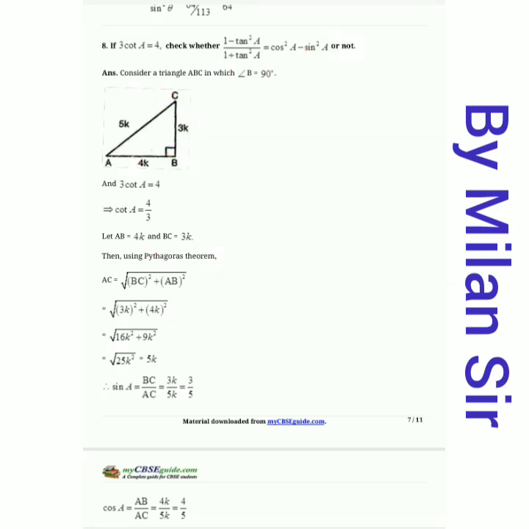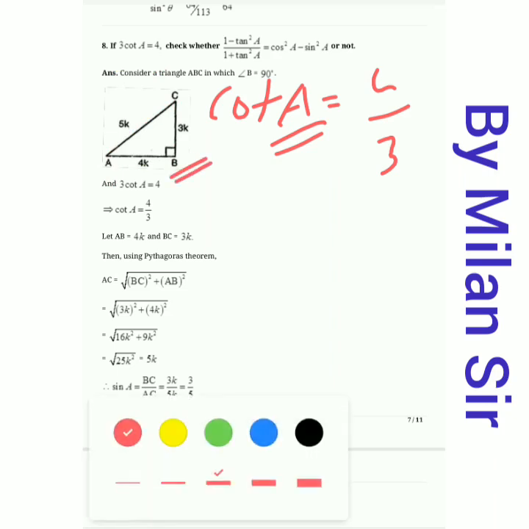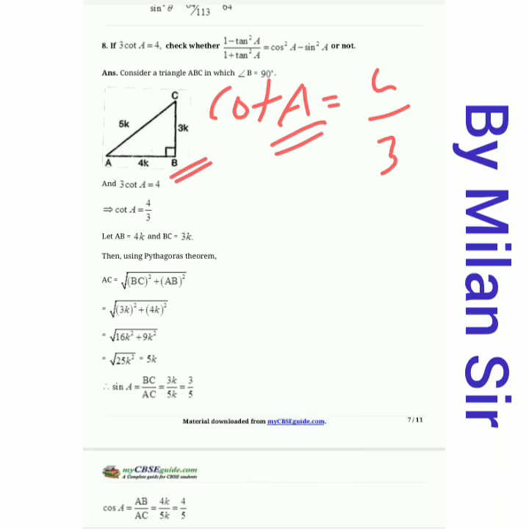But here the value is given, so we go for this method, that is triangle. Here cot A is equal to 4, 3 cot A is equal to 4. So to find cot A, transfer 3 to the right hand side, 4 by 3. Now keep one thing in your mind, your A is not the right angle, so draw a triangle and give A. Then I give B and C. Angle B is equal to 90 degrees. Then for A, opposite side and adjacent side. So the formula of cot A is adjacent side upon opposite side. So this is the adjacent side, AB is 4k and opposite side 3k.